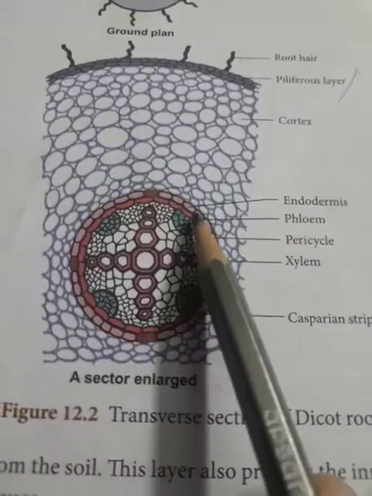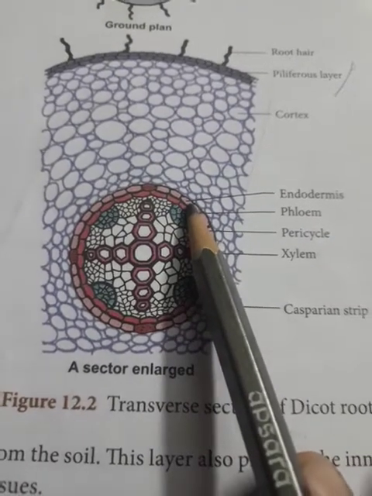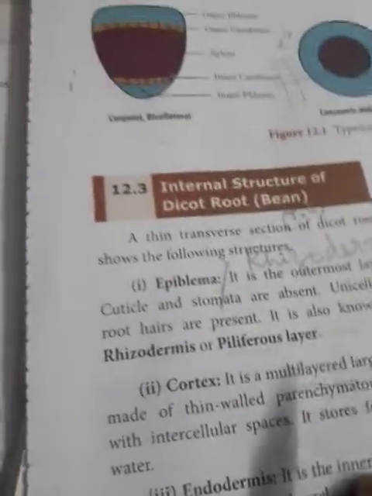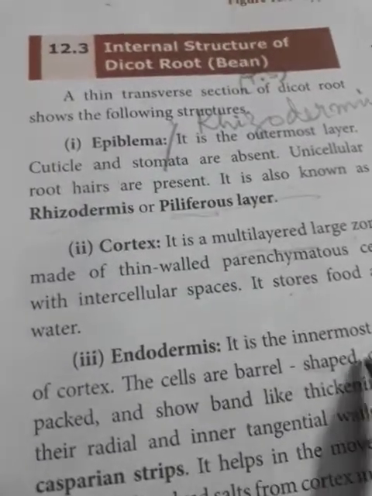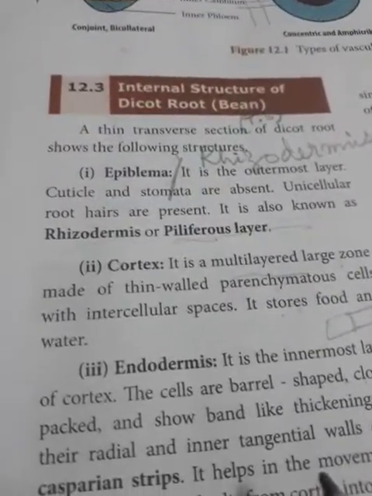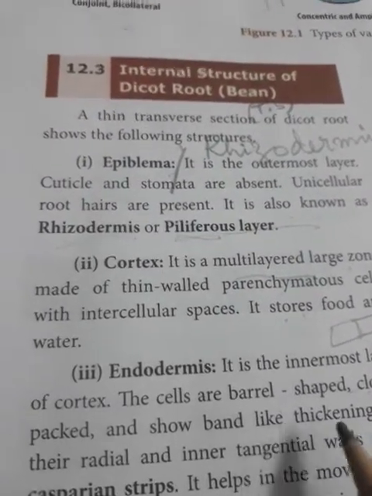The third layer is called the endodermis. If you see the labeling, this is the endodermis. Endodermis is considered the innermost layer of the cortex. One more point: the cells are barrel shaped. Barrel shaped is nothing but rectangular shaped. They are closely packed and show band-like thickenings on both the radial and inner tangential walls.